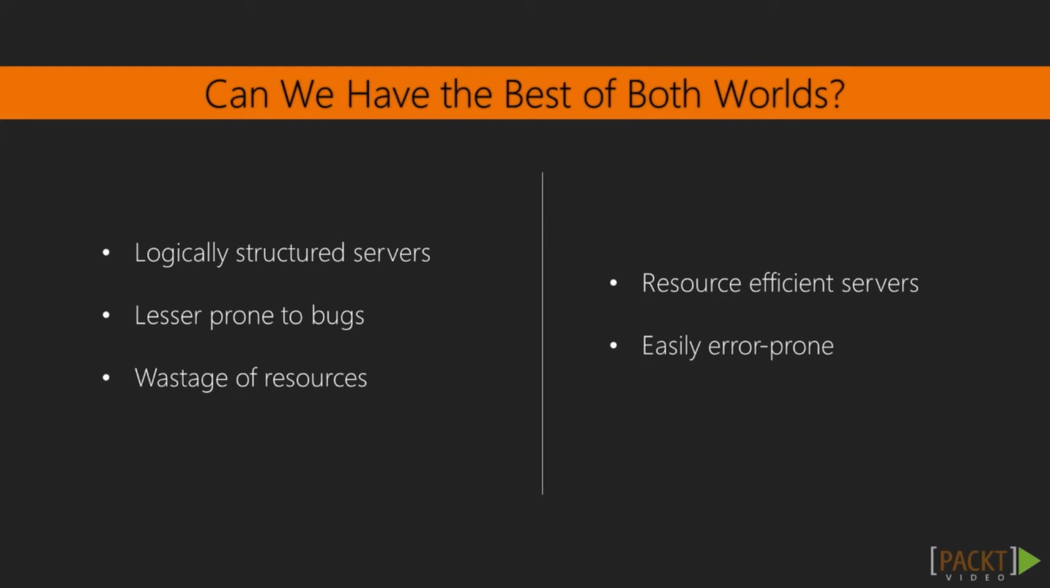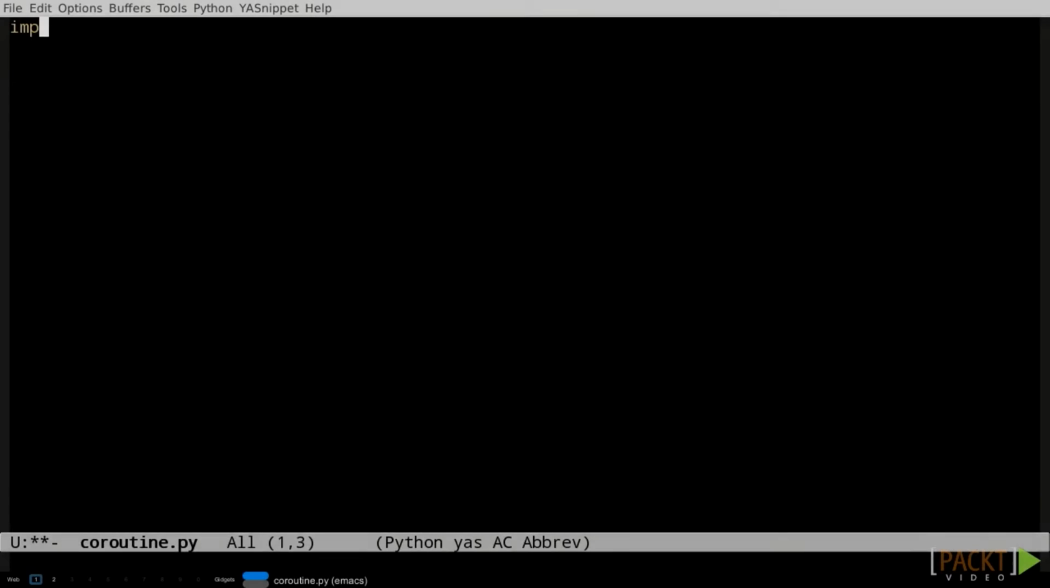So, on the one hand, we have a way of writing servers that is logically structured and less prone to bugs, but wastes resources. On the other hand, we have a way of writing servers that is resource efficient, but easy to get wrong. Can we somehow get the best of both worlds? The answer is yes, fortunately.